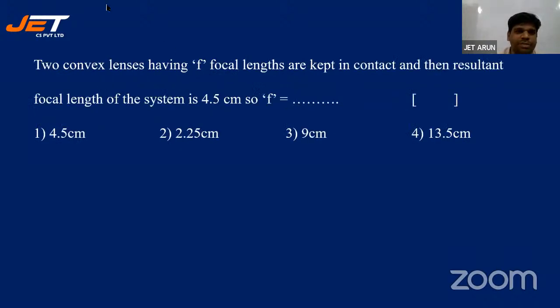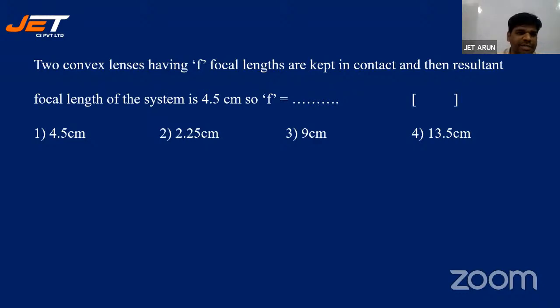Okay, look at this question, students. Two convex lenses having focal length f are kept in contact and the resultant focal length of the system is 4.5. Then f is how much? You just answered something like this. Does it double or does it become half? Students are going wrong, confused.